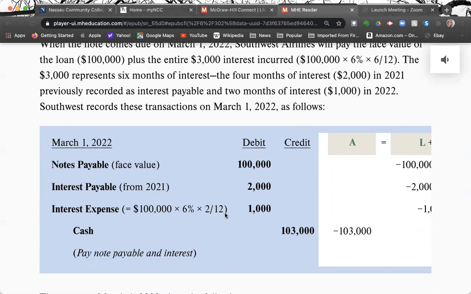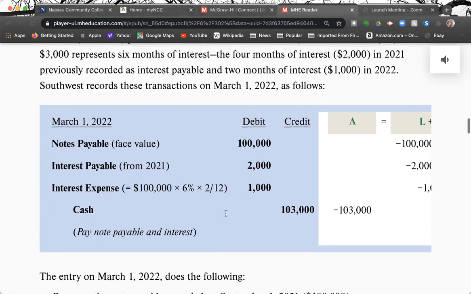Or you could just say to yourself, wait a minute, what does logic tell me? If $2,000 of interest was applied to 2021 and the total interest is $3,000, that means there's $1,000 that gets applied to 2022.